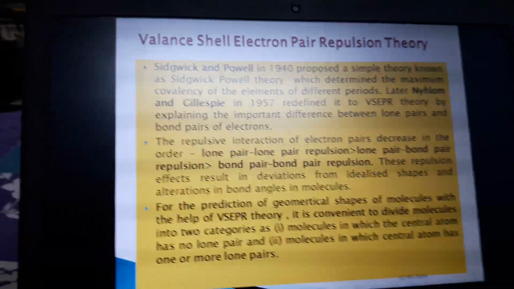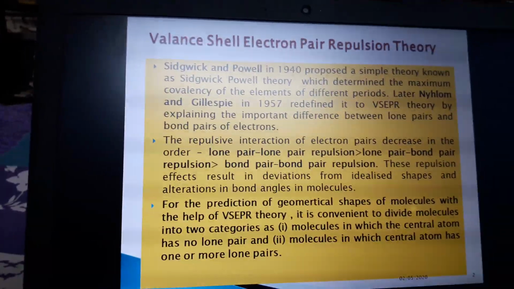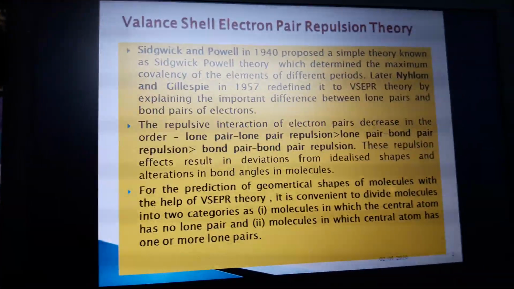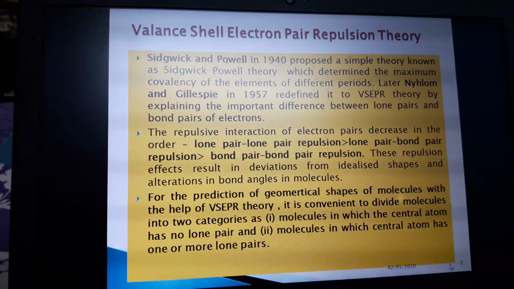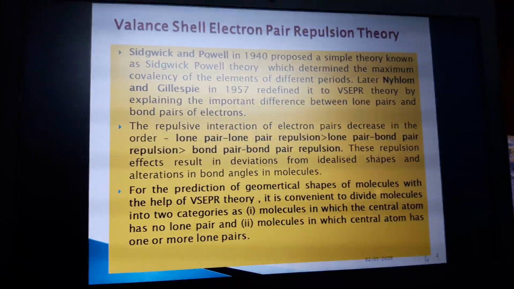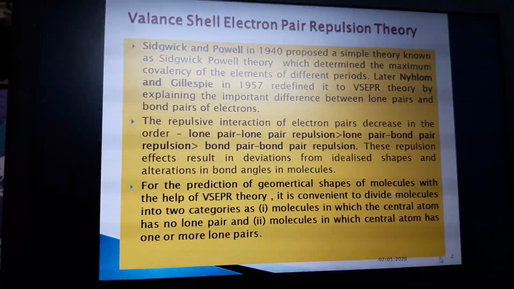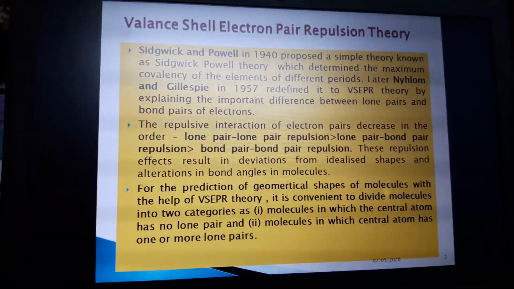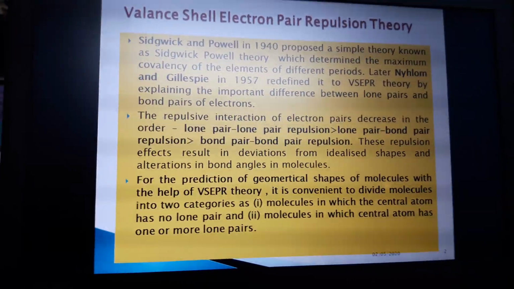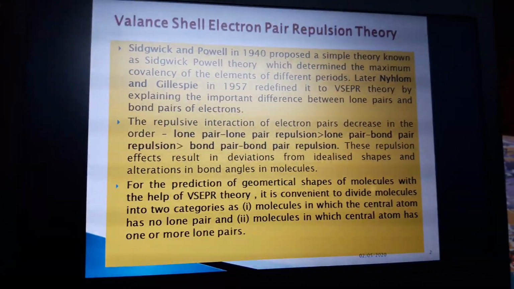At first, Sidgwick and Powell in 1940 proposed a simple theory known as Sidgwick-Powell theory, which determined the maximum covalency of the elements of different periods. That is, maximum covalency is the number of covalent bonds the element forms. Later, Nyholm and Gillespie in 1957 redefined the Sidgwick-Powell theory into VSEPR theory by expanding the important difference between lone pairs and bond pairs of electrons.